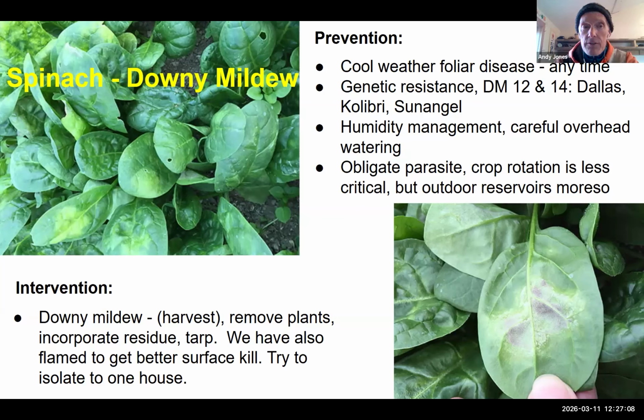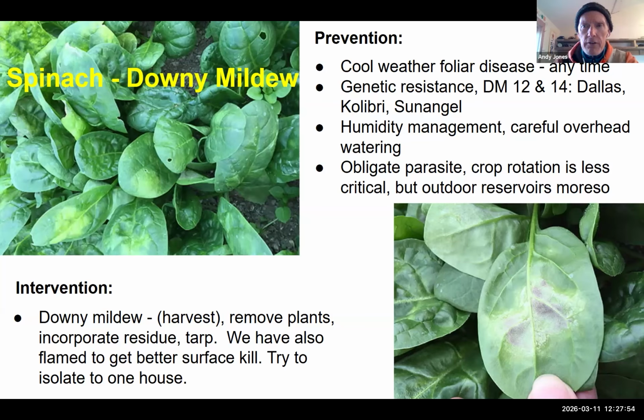We have had outbreaks of both strain 12 and strain 14 to the point where we've lost an entire house of spinach. Those were really a result of not having good genetic resistance and having really bad humidity management: overhead watering, followed by row covering, followed by a period of time when we barely removed the row covers because it was cold and cloudy for so long. So don't do all those things together. And so we pay really close attention to when we're watering, making sure that we're watering when we can vent the house and flush out some of the humidity.